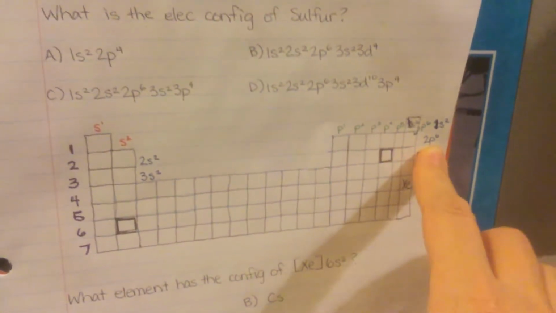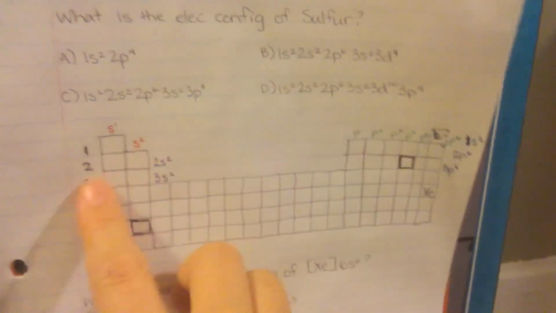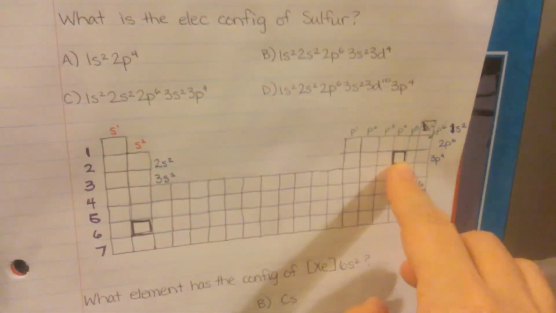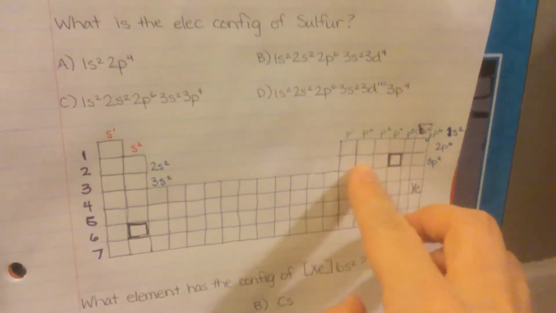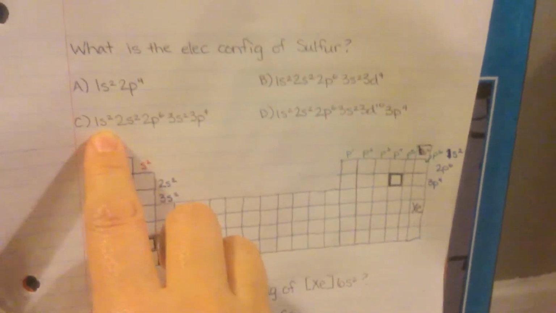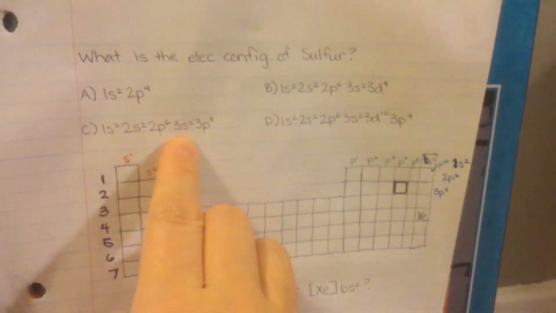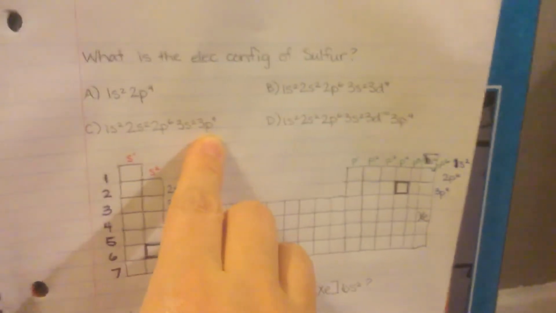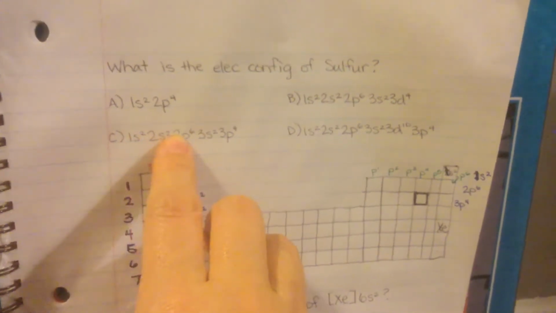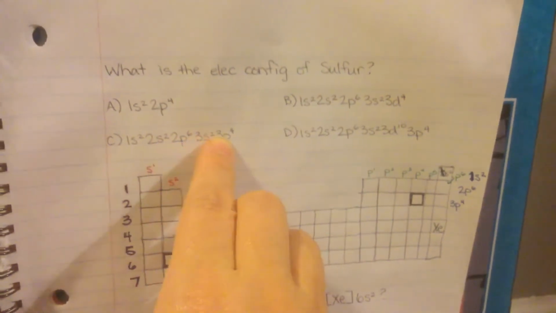Okay, so the next part of the configuration is 2s2. And then we've got 2p6, 3s2, and then with sulfur we're going to stop here, so that'll be 3p, 1, 2, 3, 4. 3p4. So you put all that together and it's 1s2, 2s2, 2p6, 3s2, 3p4. And we can check to make sure it's right by adding up the subscripts. 2, 4, 10, 12, 16, and sulfur has an atomic number of 16.